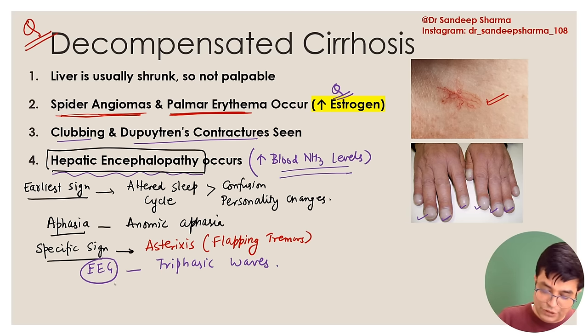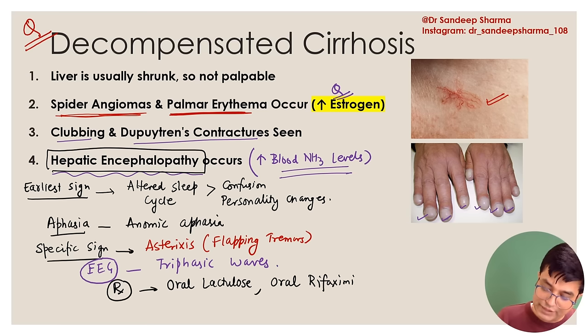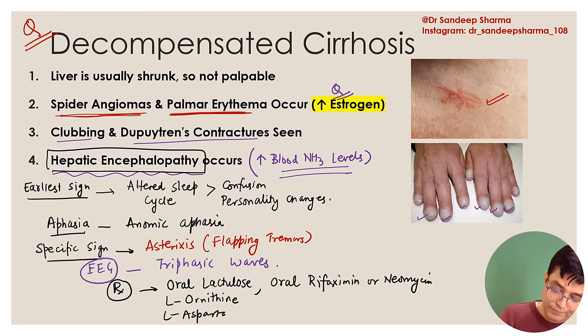What is the therapy that you can do for hepatic encephalopathy specifically? There are four therapies which are allowed. You can give oral lactulose. You can give oral antibiotics like rifaximin or neomycin. Thirdly, you will use specific L forms of amino acids called L-ornithine and L-aspartate that can be used in these patients. So this is the management of hepatic encephalopathy, the quick review that you need to know from the exam perspective.